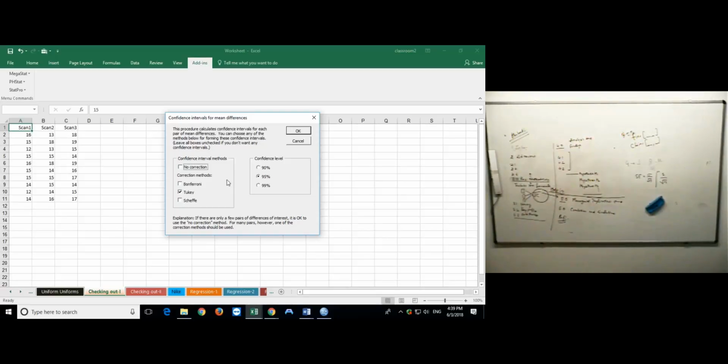Null and alternative, everybody understood? Which test you want to do? F test you want to do? ANOVA you want to do? Second one. Third one, have I given you a level of significance? Nothing given. 5% level of significance. Now I am choosing Tukey. By default, it is there.